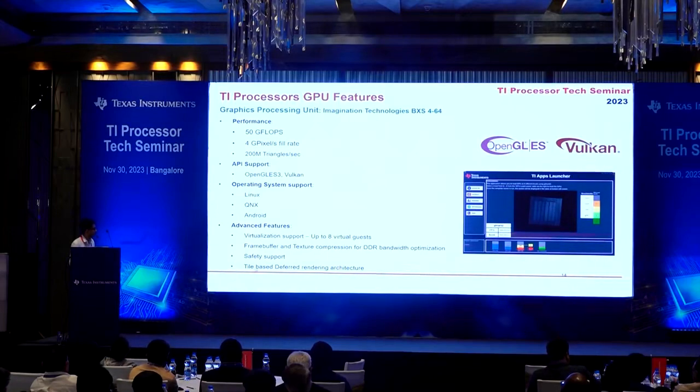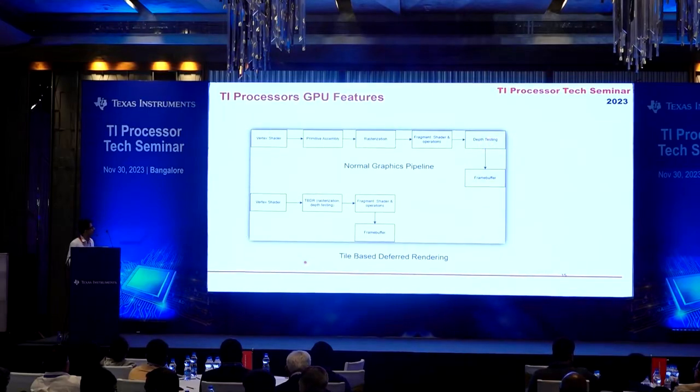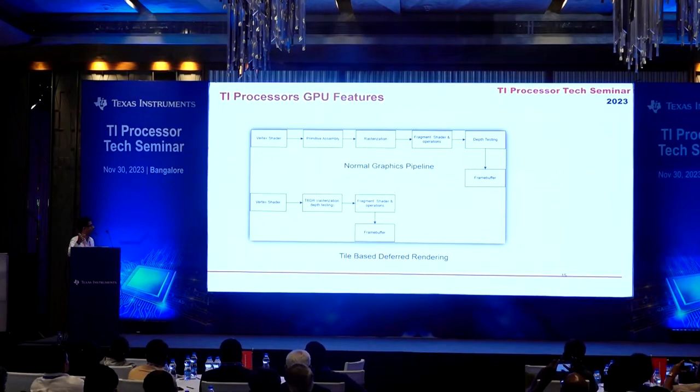Safety is there. There is one innovative feature that is tile-based deferred rendering architecture. So as you know, in the standard GPU pipeline, you have vertex shader, which transforms the matrices and does rotation and prepares your vertices that need to be rendered. Then there is primitive assembly where your vertices are converted into polygons, triangles. Then there is rasterization where they get converted into pixels. Then the pixels are fed to fragment shader, which adds the texture and fills those pixels. And after all this, there is depth testing.